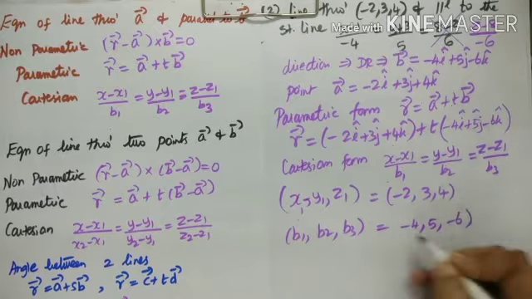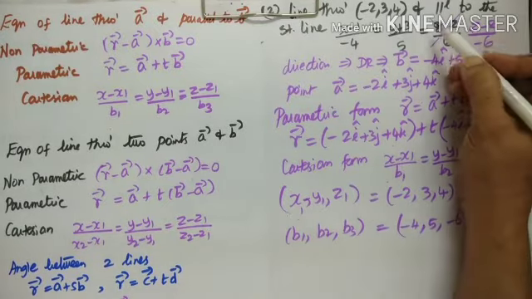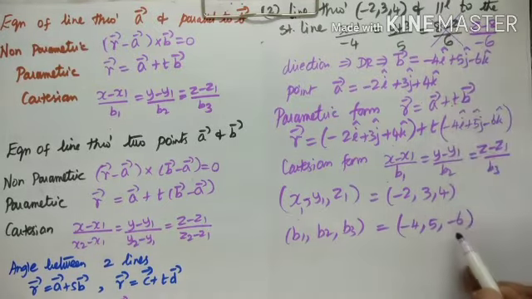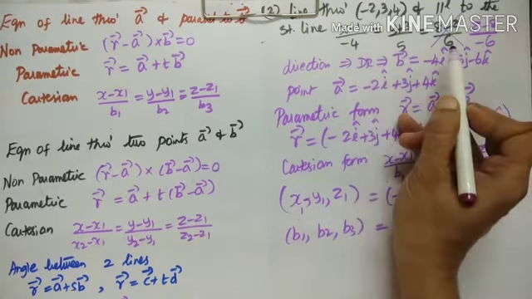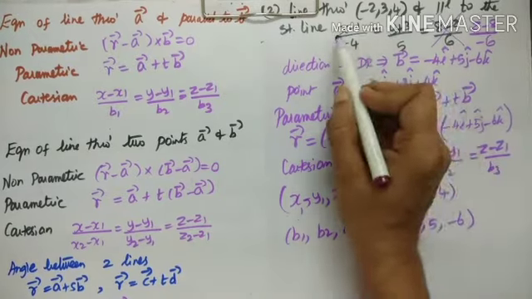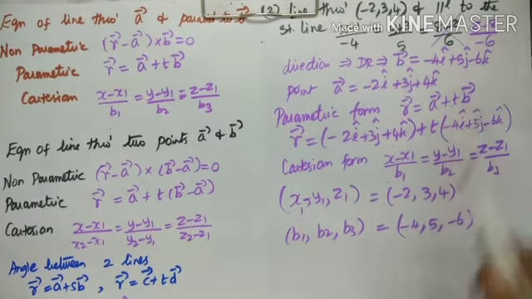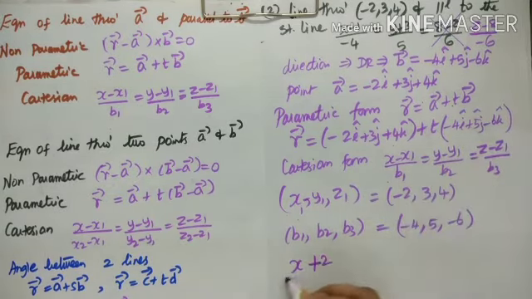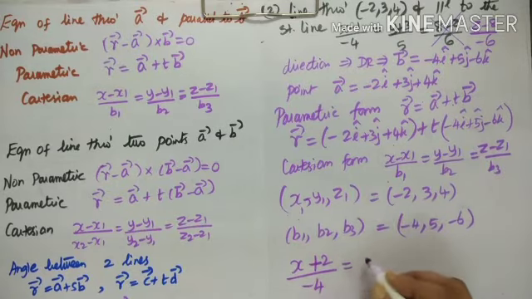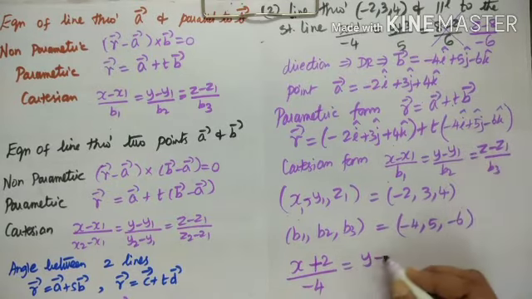-4, 5, -6. See, if you don't change here, you may tend to put +6, which is entirely wrong. So whenever you are reading a line equation, ensure that x, y, z are positive. Now put this back in Cartesian form. X minus of -2 is +2 by b1. Y minus of 3 by b2 is 5.